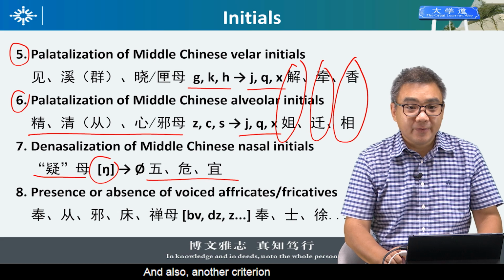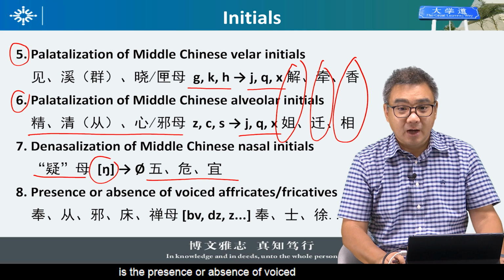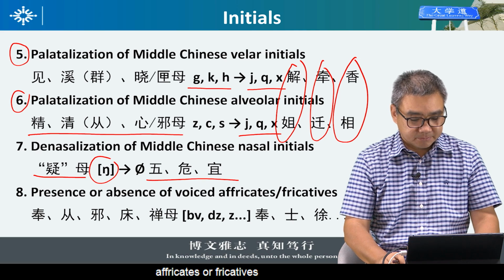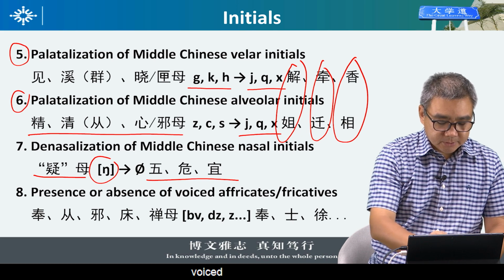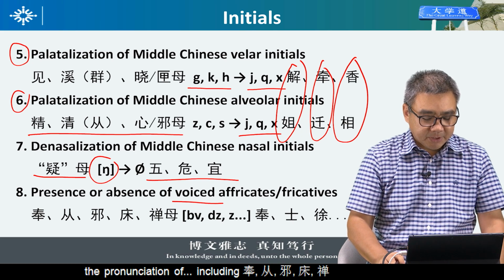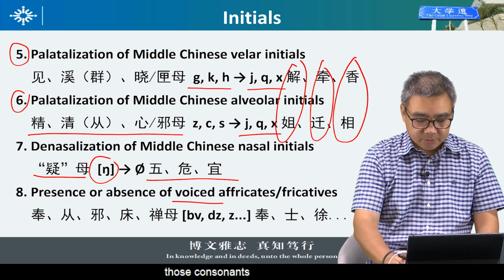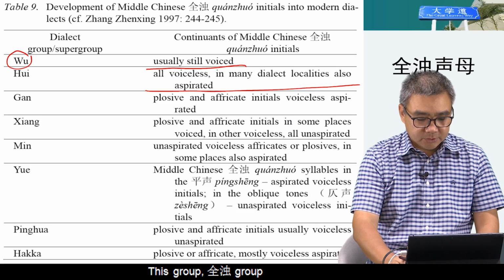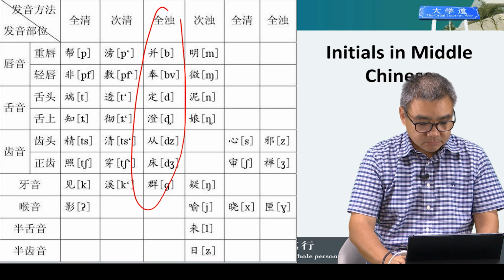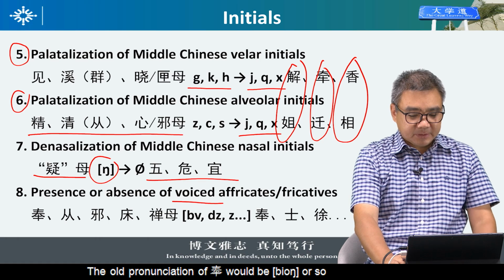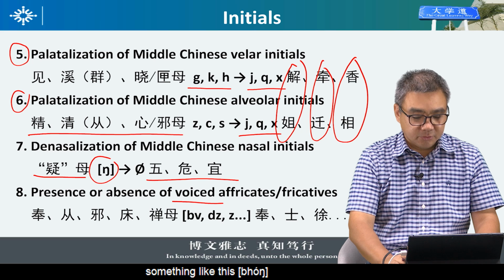And also, another criterion is the presence or absence of the voiced affricates or fricatives. For example, the pronunciation of including 凤从鞋床上, those consonants. Also this group, 全浊 group. And for example, the old pronunciation of 凤 would be boom or so, something like this.